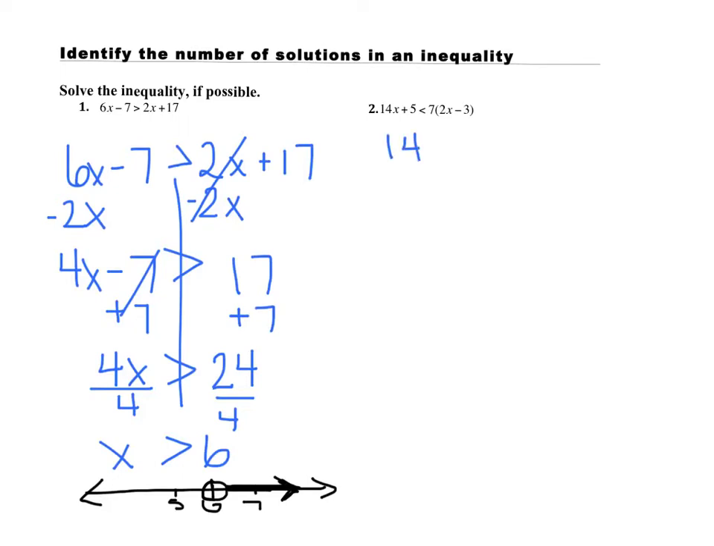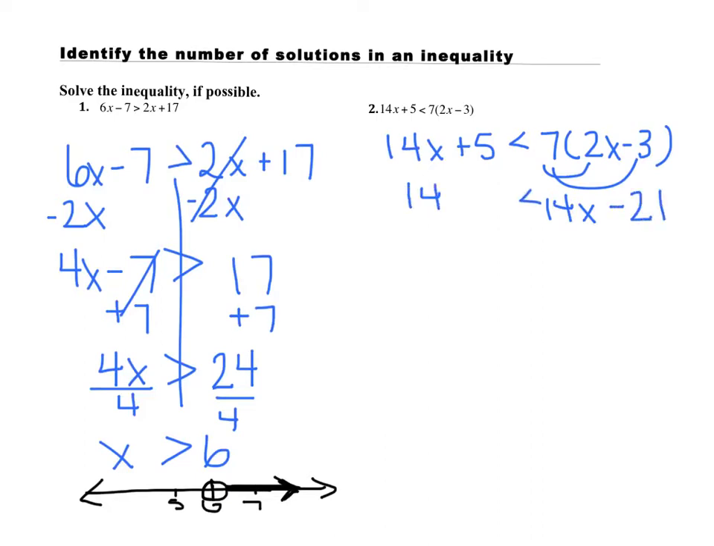I have 14x plus 5 is less than 7 times 2x minus 3. I need to make sure I simplify everything on one side first before I start moving things. And minus 21, and I got 14x plus 5. Now I'm going to solve by bringing all of my variables to one side first. Now we are left with a solution that says 5 is less than negative 21.